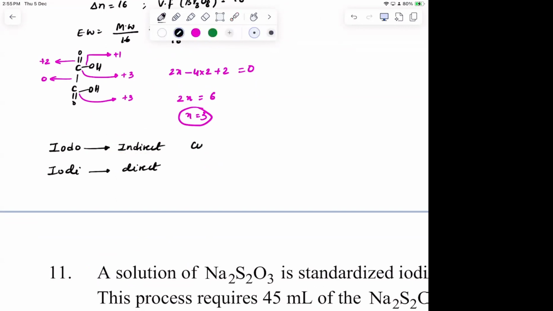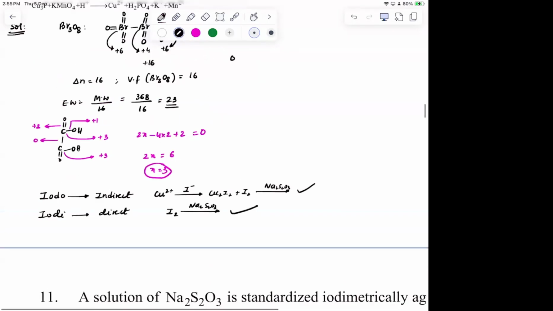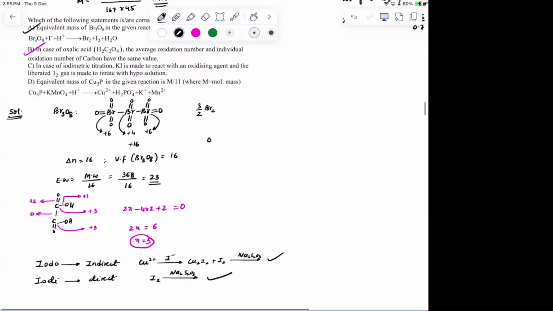Suppose you have something like copper 2 plus and you react it with I minus, then you generate some amount of I2, which you then treat with Na2S2O3. This is iodometry. If you have I2 directly present in the solution and you react that with Na2S2O3, then this is iodimetry. So iodometry and iodimetry have this difference. So this one, option C, is incorrect.